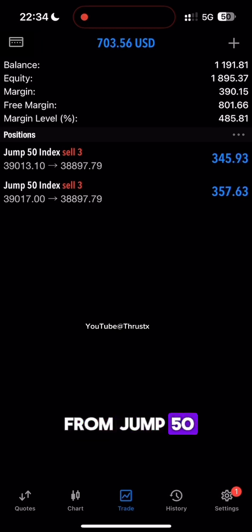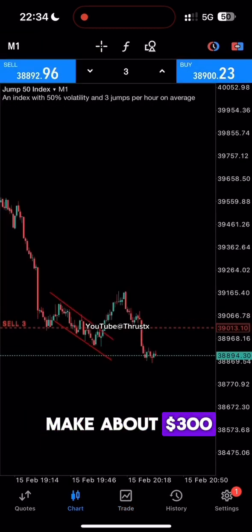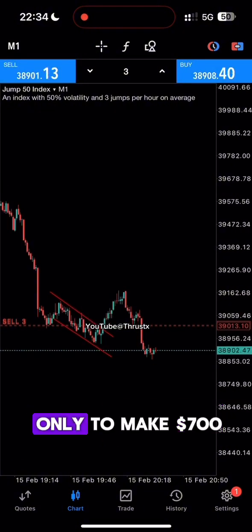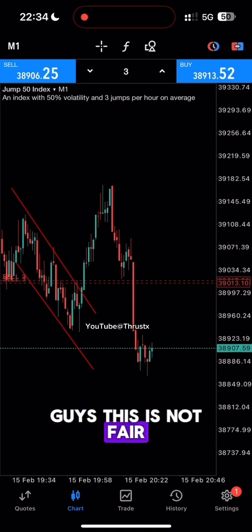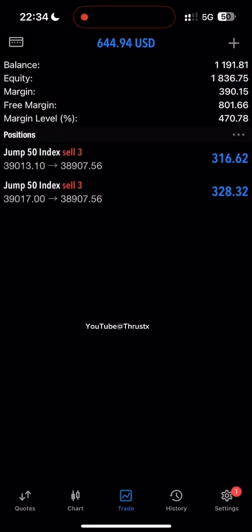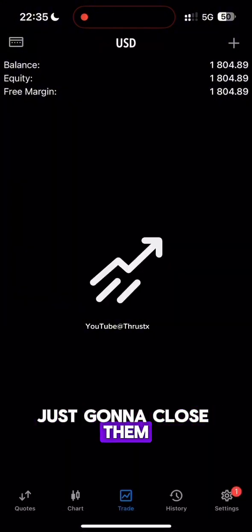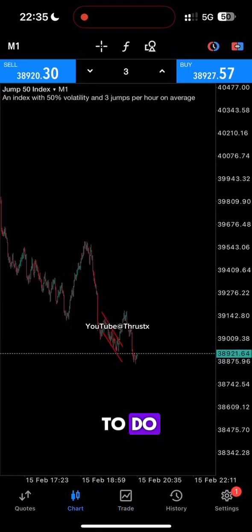So from Jump 50, we've just managed to make about $300. We risked about $1,000 only to make $700. This is not fair, guys. I do not like it one bit. I'm just going to close my trades. So now we are in 1.8. What are we going to do?